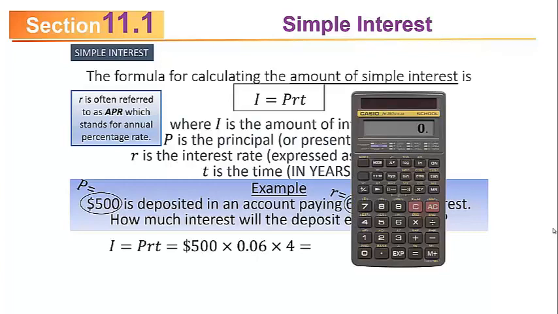And if you multiply those three numbers together, 500 times 0.06 times 4 equals, you get 120. So you'd make $120 in interest if you put $500 in for 6% interest for a period of 4 years. And if the interest were simple interest.